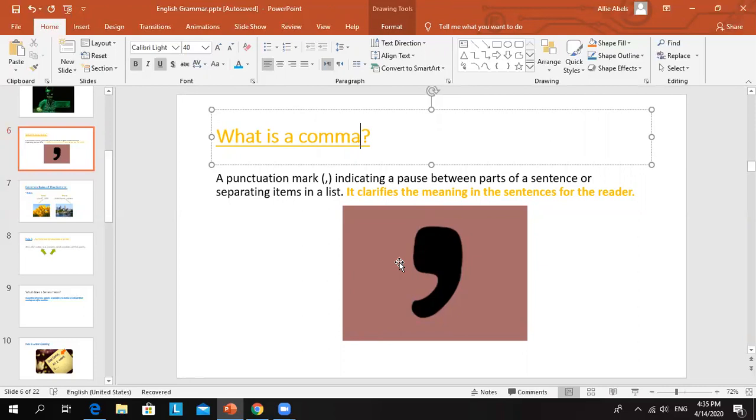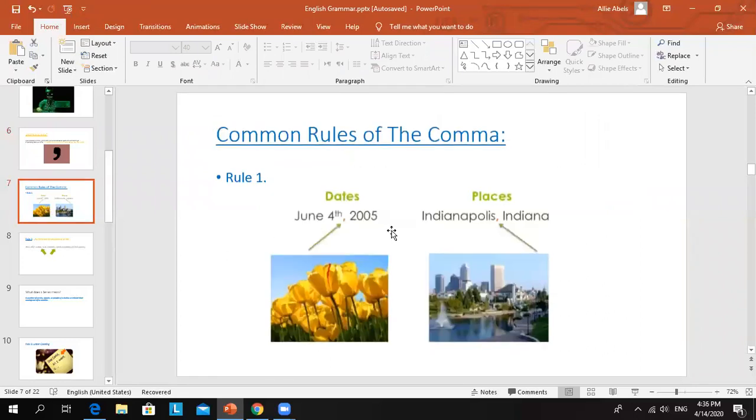So now that we understand what a comma is and what its function is, we will basically look at a few rules of the comma. The first rule that I want to draw everyone's attention to is that when we write dates and places, we need to put a comma as well. So if we write a date, we will mention the month, we will mention the day, and after the day, we'll put a comma and then the year.